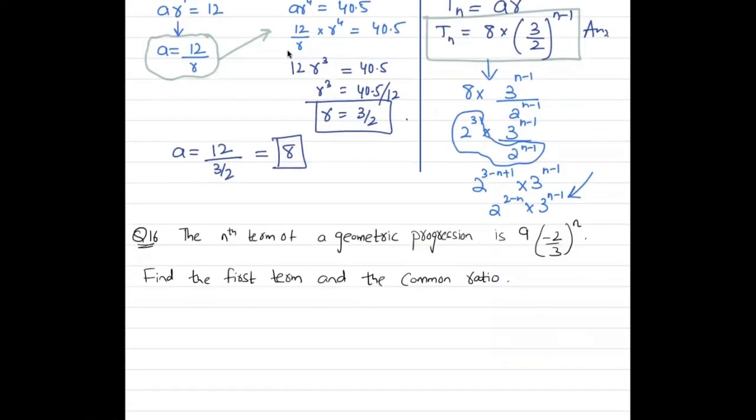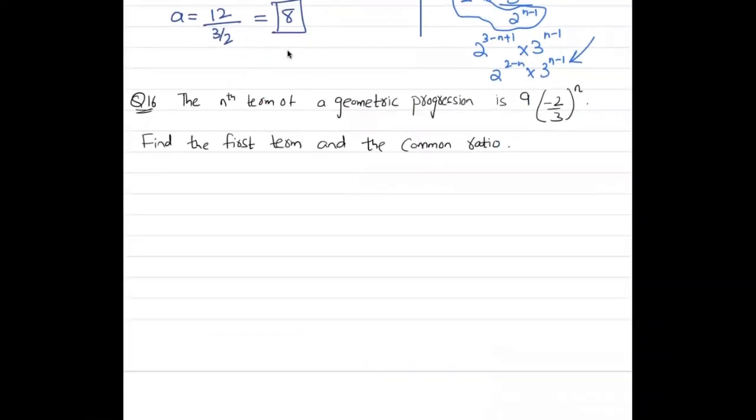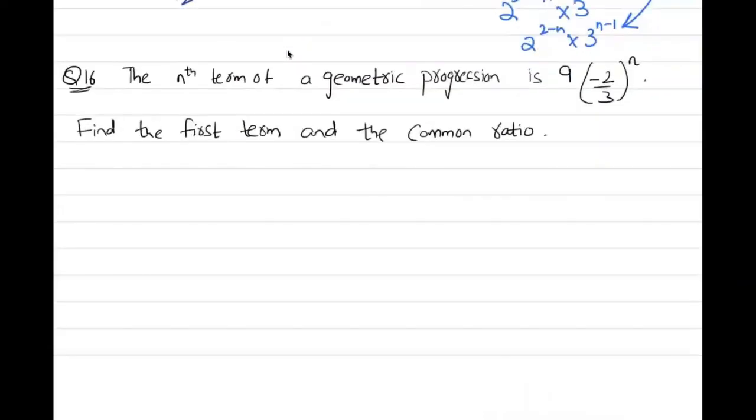Yes, sir, sure. Okay. The nth term of a geometric progression is 9 times minus 2 upon 3 to the power of n. Find the first term and the common ratio. Okay, how do I go about this question?